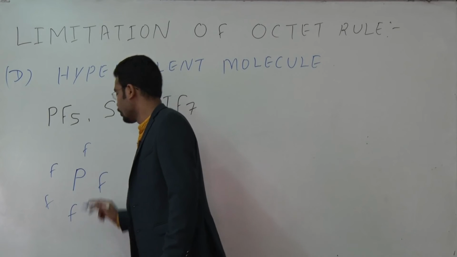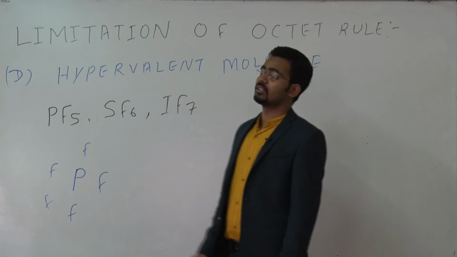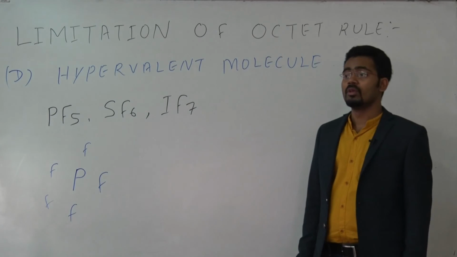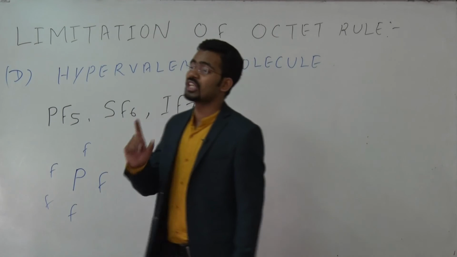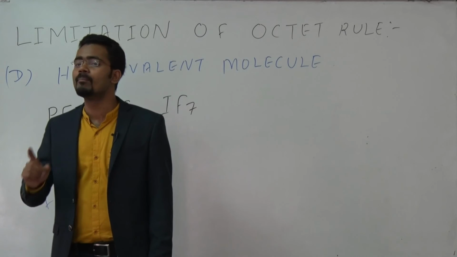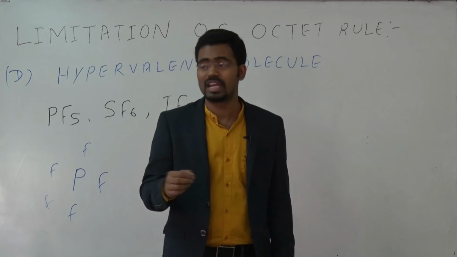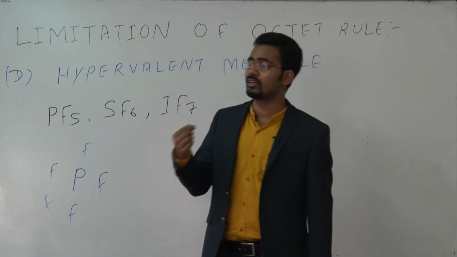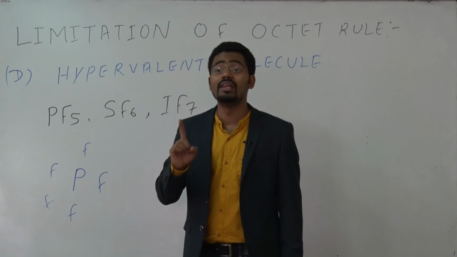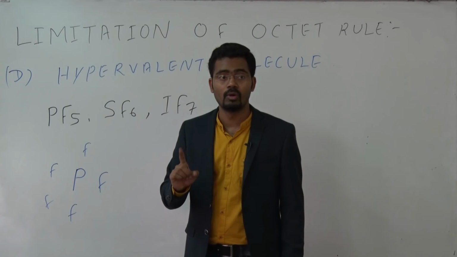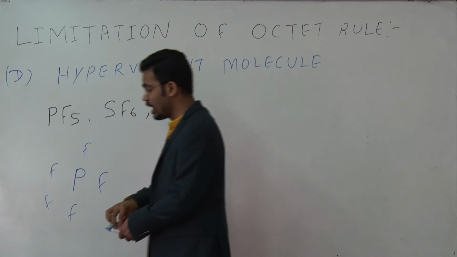Fluorine and fluorine. Tell me the valence electrons of fluorine. Fluorine has 7 valence electrons, and to complete the octet, how many electrons are required? 8. So tell me, how many electrons will be shared by fluorine? Only 1. Yes or no? So fluorine will share only 1 electron.